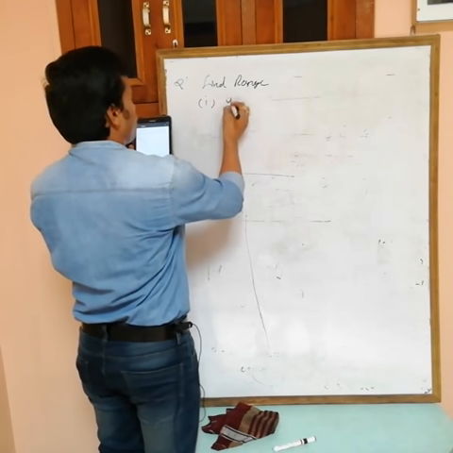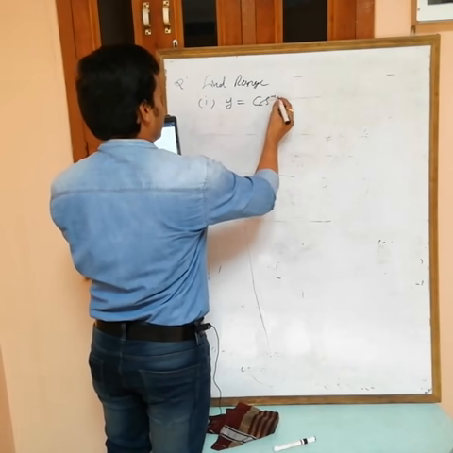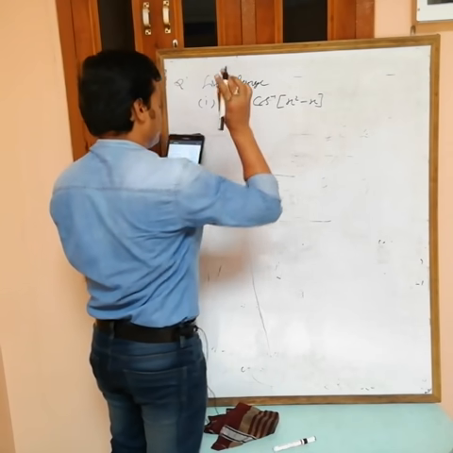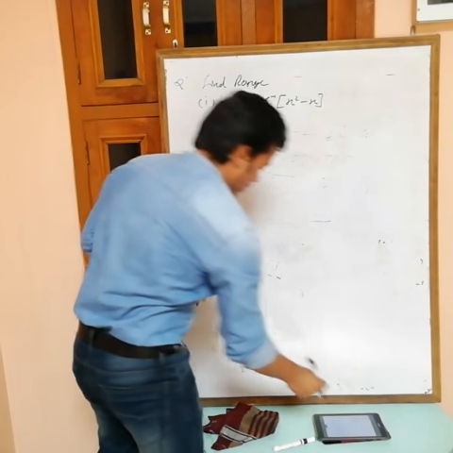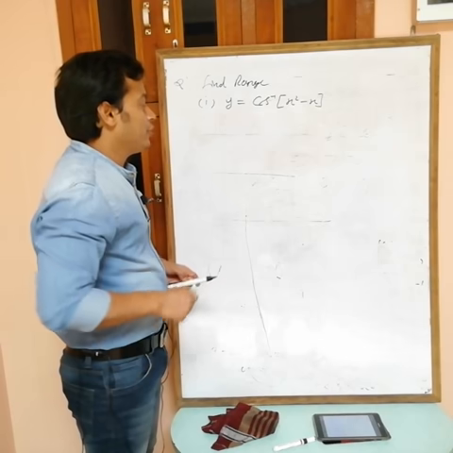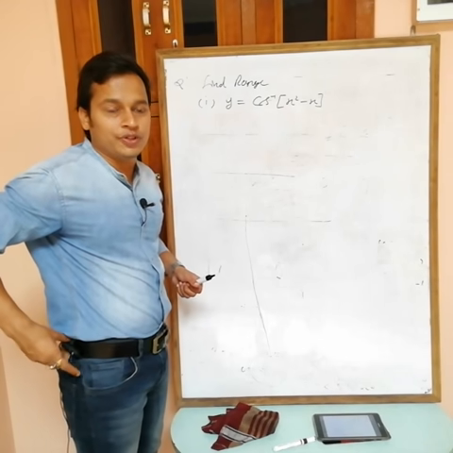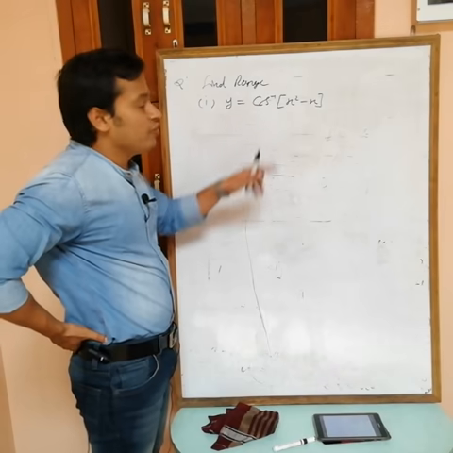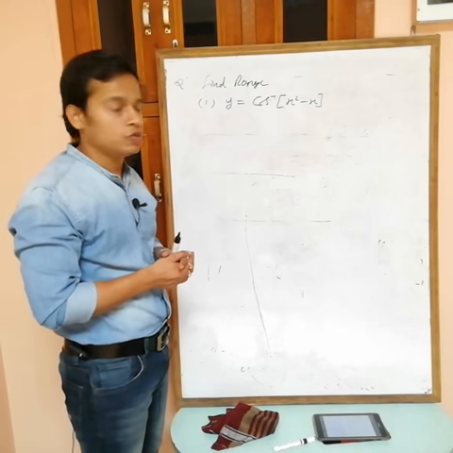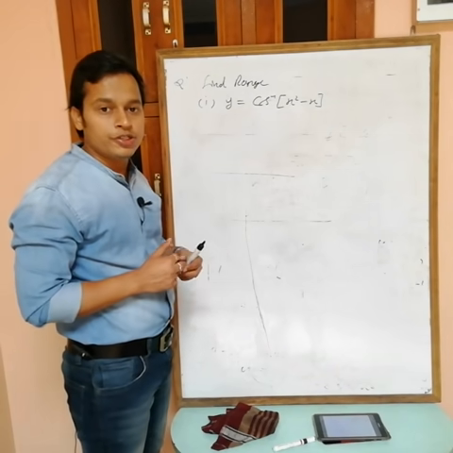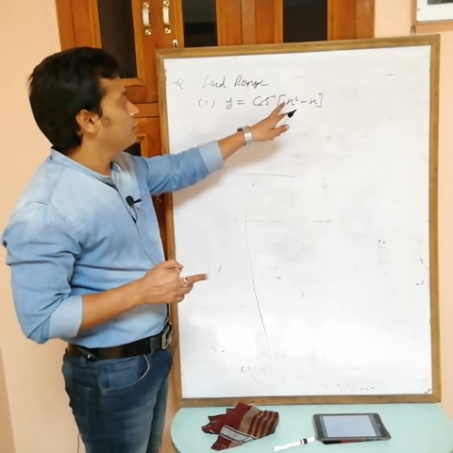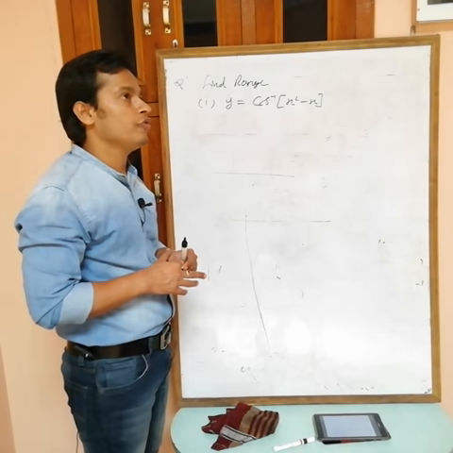First one, y equals cos inverse of the greatest integer of x square minus x. Now find the range of this one. Range means all possible values of y. But one minute, there is a greatest integer function, and also we have cos inverse, and we know that cos inverse is only defined for values -1 to +1. Also this one is always an integer, so I have to check what type of integer this can take.